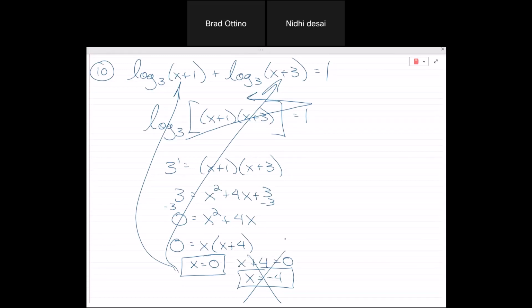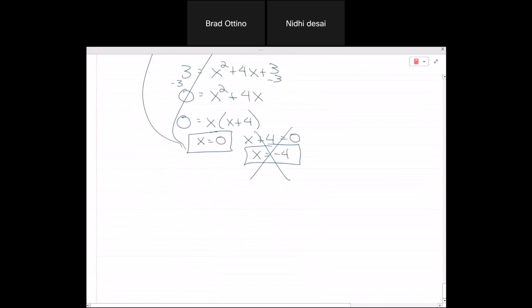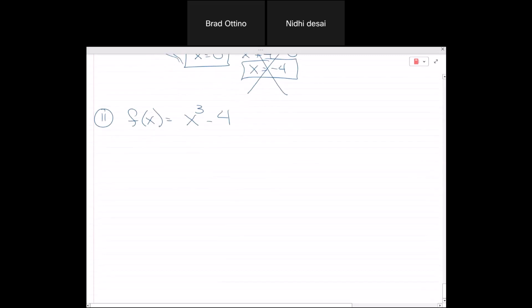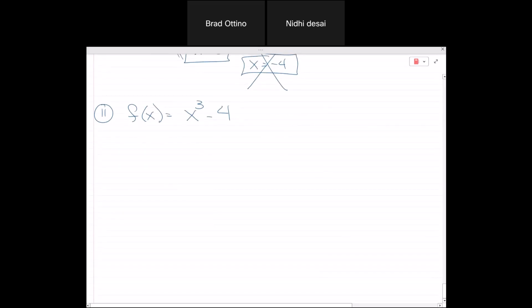And then the last problem is dealing with inverses. It's problem number 11. Problem number 11, it says we have the function f of x is equal to x to the third minus 4. We want to find the inverse.